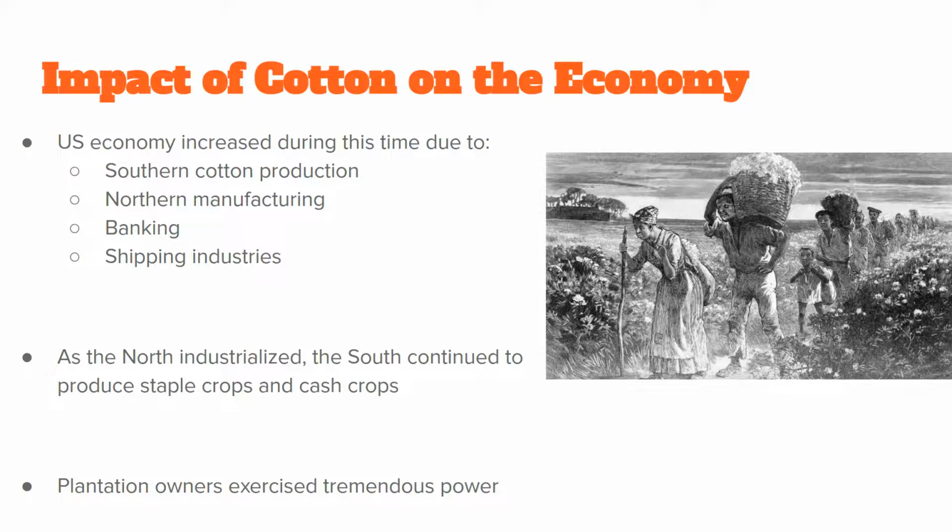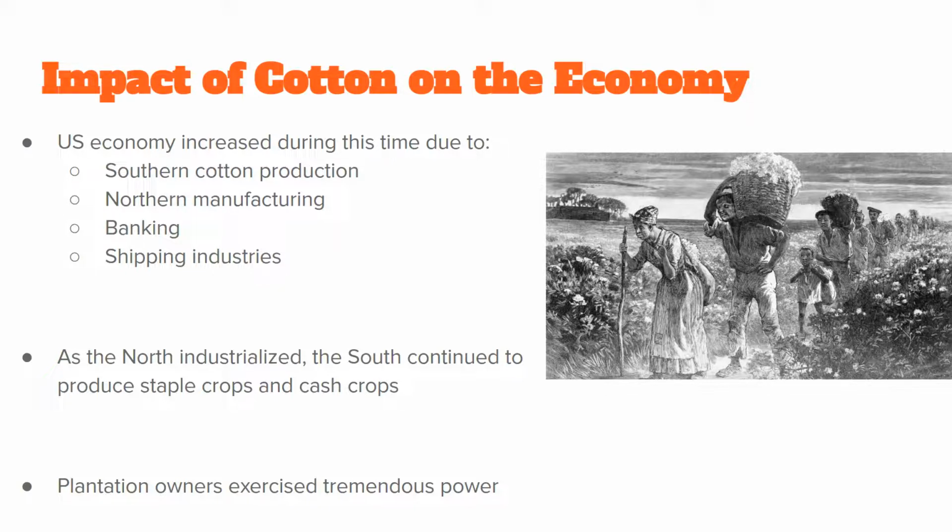The last big impact of cotton on the US economy is the shipping industries. Northern merchants are going to make a ton of money from the sale of cotton and from how they're trading the textiles around the world. And as the North continues to focus on industrialization and the factory system, the South is going to continue to focus on staple crops and cash crops.